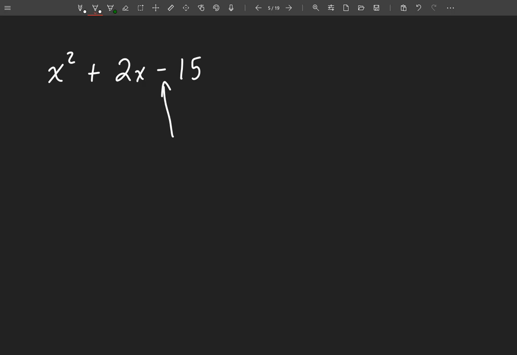How do you multiply 2 numbers together to get a negative number? The only way to do that is if one of them is negative and one is positive. So really, I'm looking for a positive number and a negative number. So let's try this. The first thing that comes to mind when I think of 15 is 3 and 5. So 3 and negative 5, or negative 3 and 5, either way.